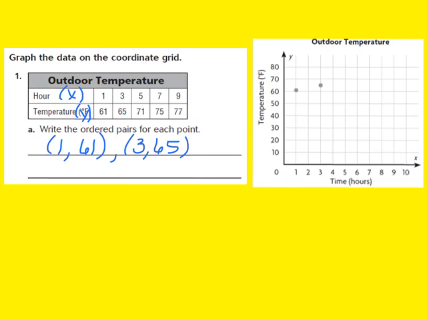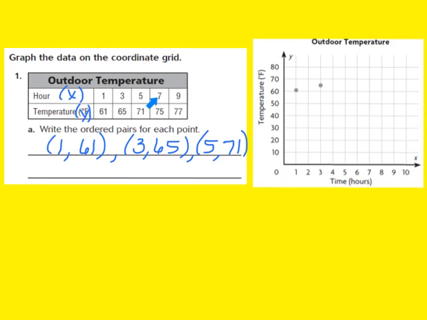Now I'm going to move on to the next set of numbers. I have hour 5 at 71 degrees Fahrenheit. So I'm going to make that my next set of ordered pairs. So I'm going to write down 5 as my x-coordinate and the 71 as my y-coordinate. And once again, that tells me that at hour 5, the temperature was 71 degrees Fahrenheit.